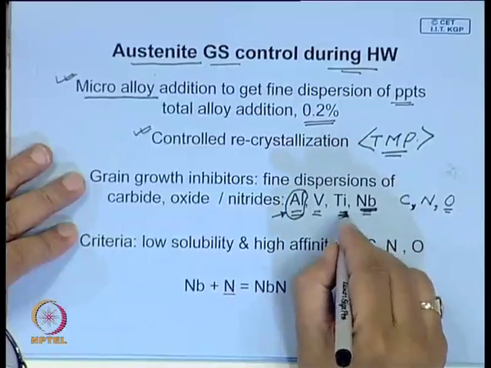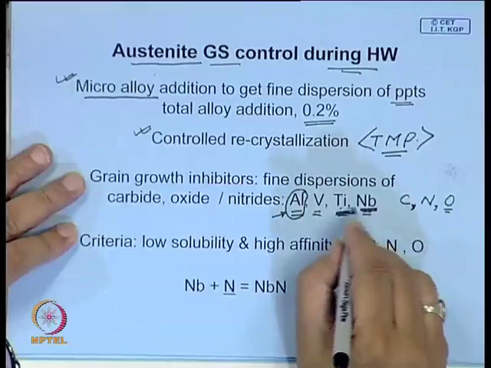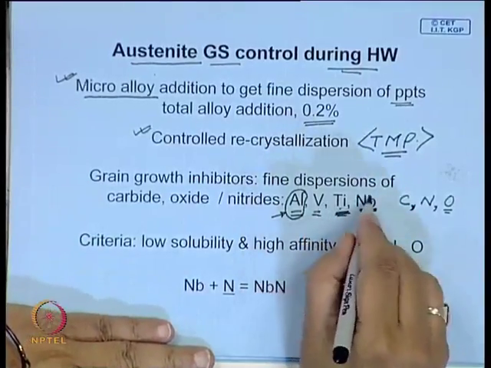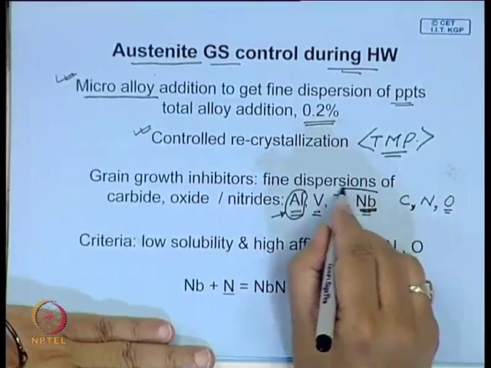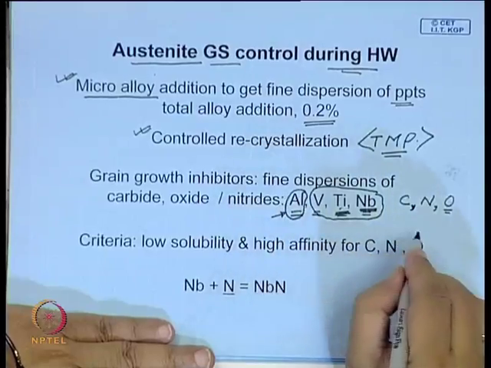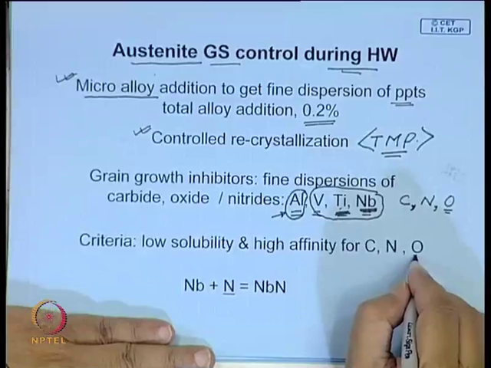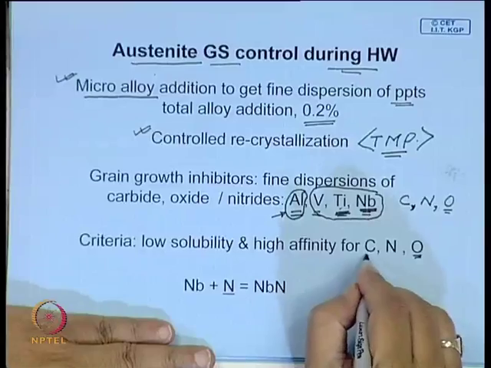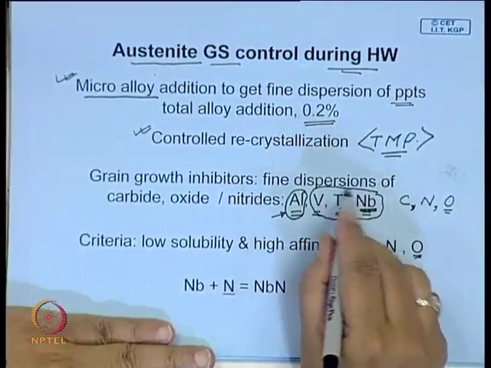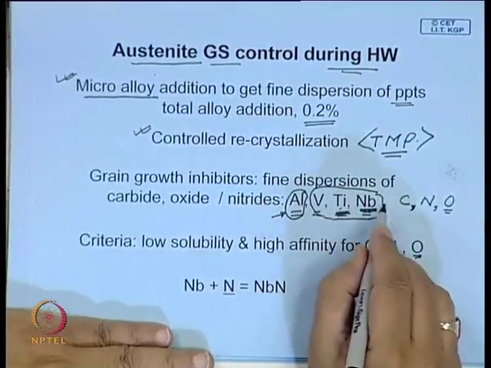Niobium pins the grain boundary very effectively. Also titanium nitride, niobium nitride, vanadium nitride, they block these grain boundary movements. And if you want to use these to the maximum, we must ensure that steel should not have too much oxygen. So, aluminum is primarily added as a deoxidizer to control oxygen, and the balance carbon and nitrogen, whatever is there in the steel, form nitrides or carbides with these microalloy additions.